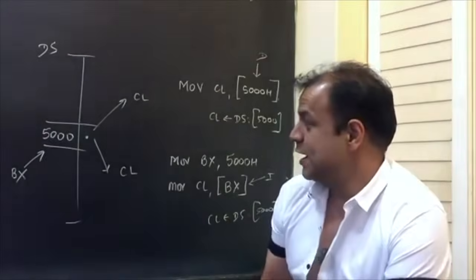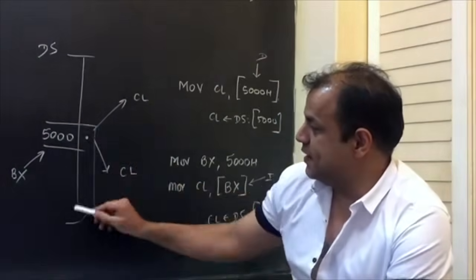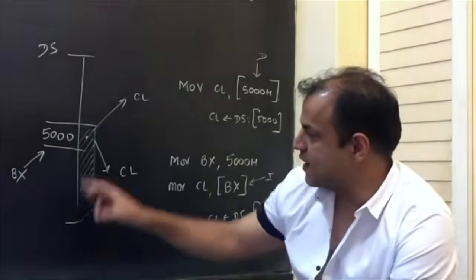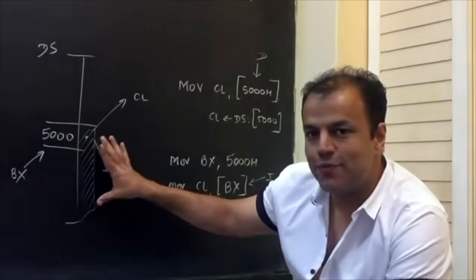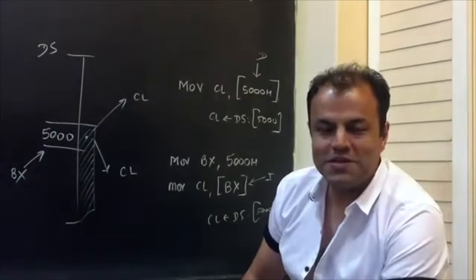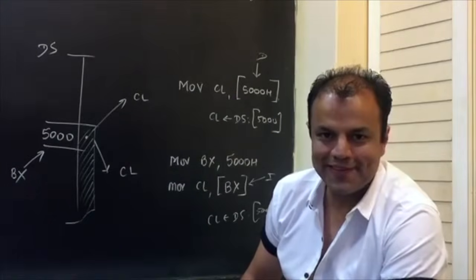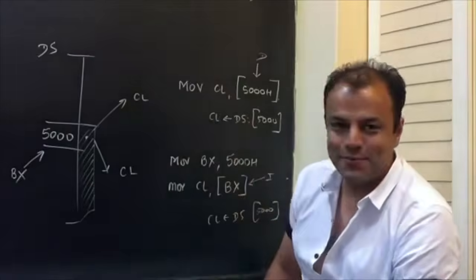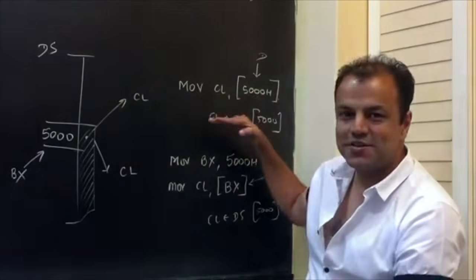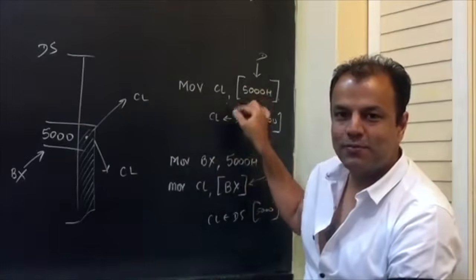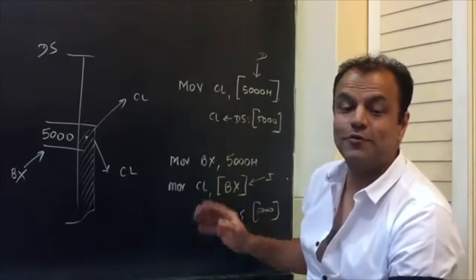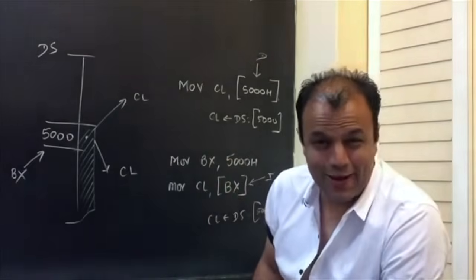I change the question. I tell you, get me the data from 100 locations, starting from location 5000. Now tell me which addressing mode will you use. You got the point. If you use direct addressing mode, you will have to write such an instruction 100 times. Move CL, comma, square bracket 5000, move CL, comma, square bracket 5001, 5002, like this you'll have to write 100 times. Is that how you do programming?